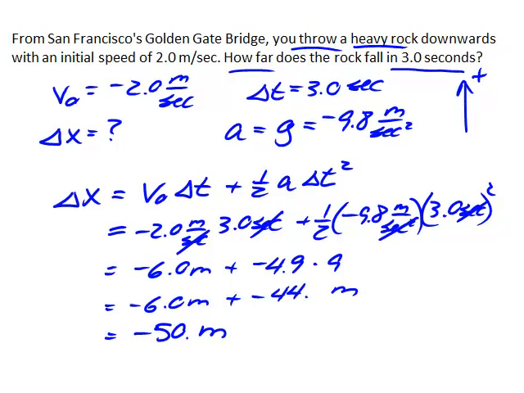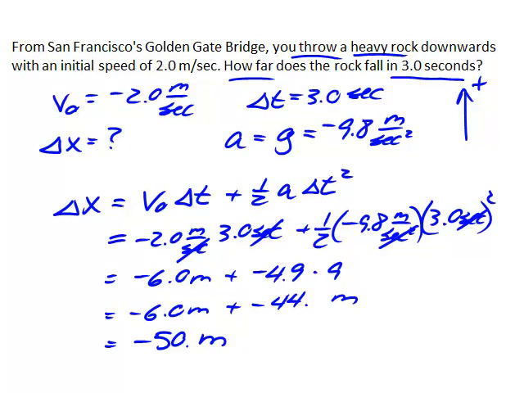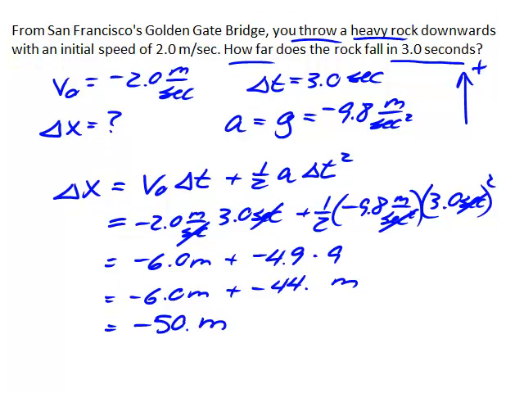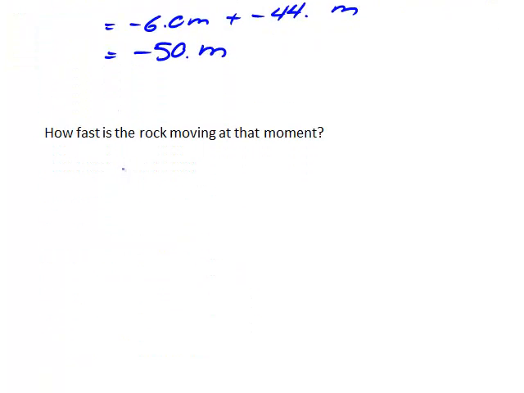A follow-up question to this is, at this moment, 3 seconds after being thrown in the downward direction, how fast is the rock moving? We're going to use our acceleration equation. Delta v over delta t is our definition of acceleration. Therefore, delta v is equal to a times delta t.